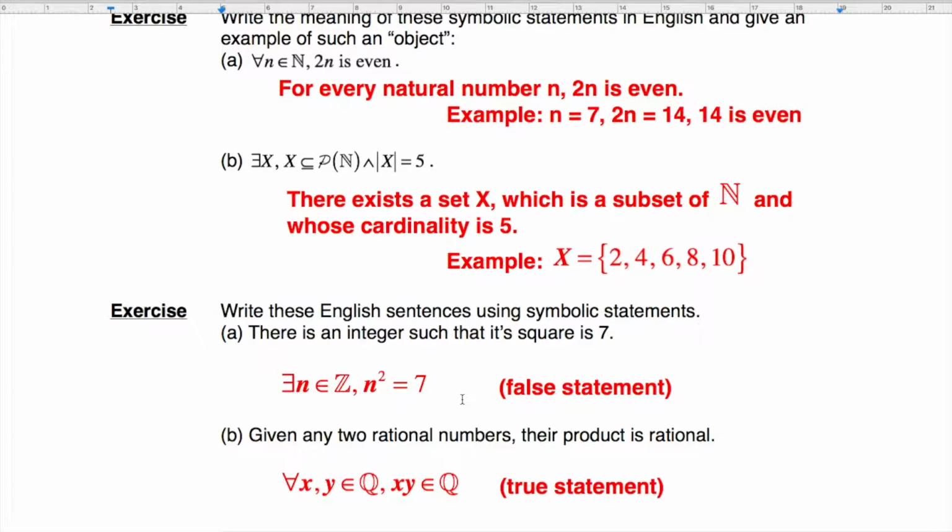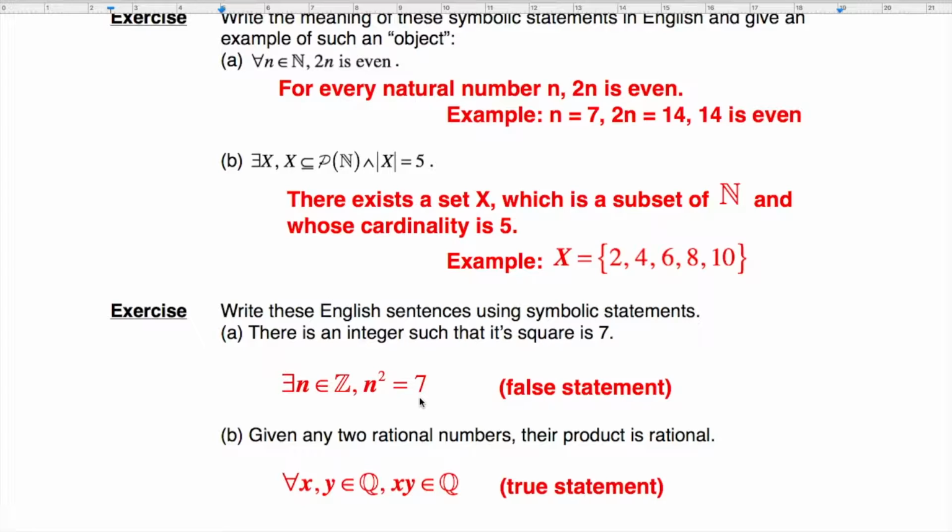So now we'll do the same thing but the other way around. Write these English sentences using symbolic statements. There is an integer such that its square is 7. So there exists a number n in Z such that n squared equals 7. And that happens to be a false statement, by the way.